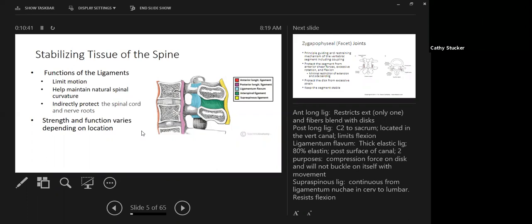You guys dissected it out, right? Could you tell how strong it was just from your dissection, or did you not pay any attention to it? Because it's only a ligament, not a bone, right?